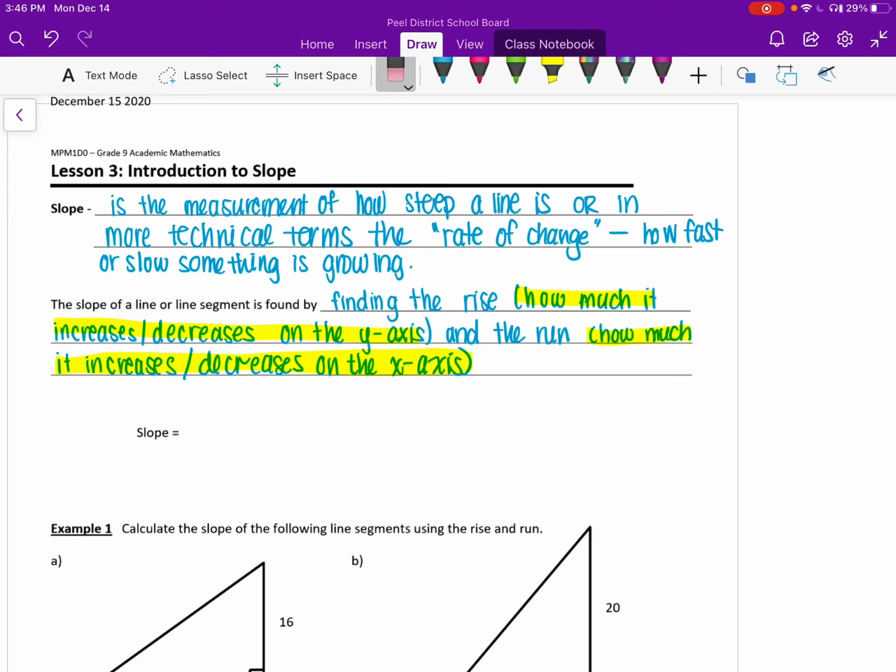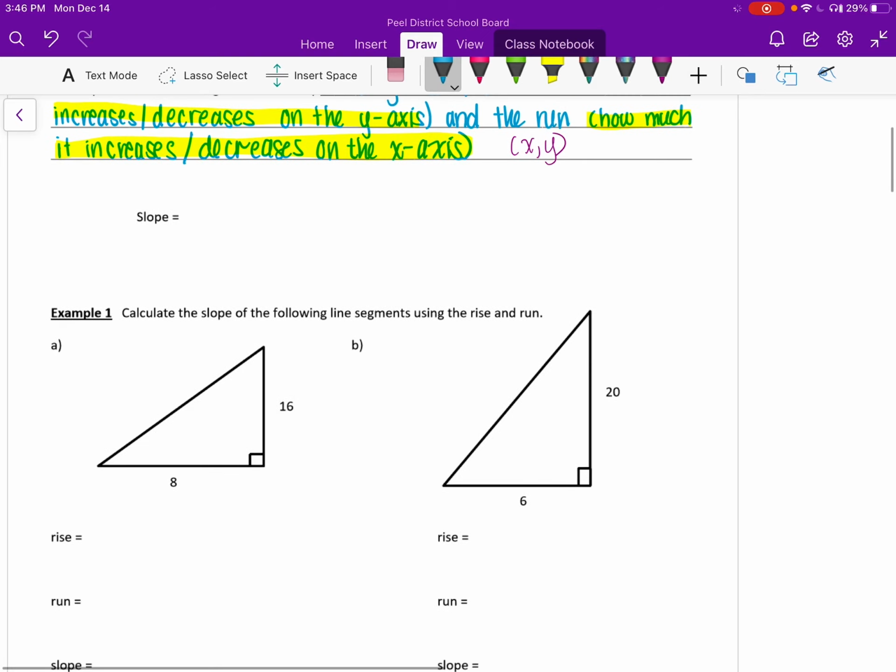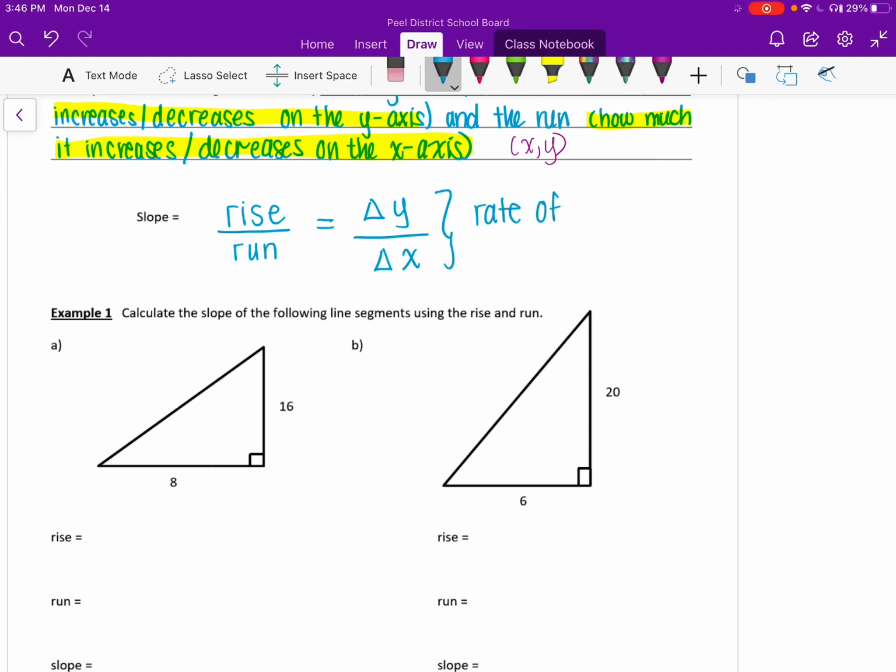The slope of the line or the line segment is found by finding the rise, so how much is increasing or decreasing over the y-axis, and the run, so how much is increasing or decreasing on the x-axis. What we're really doing is going back to working with our coordinate pairs x and y. How we like to write slope is as rise over run, which basically means the change or delta y and the change in x. This is why it's called rate of change.